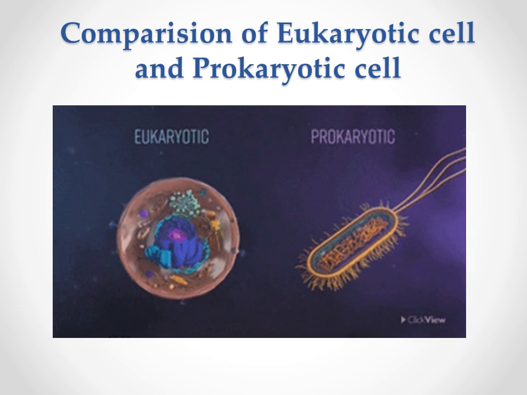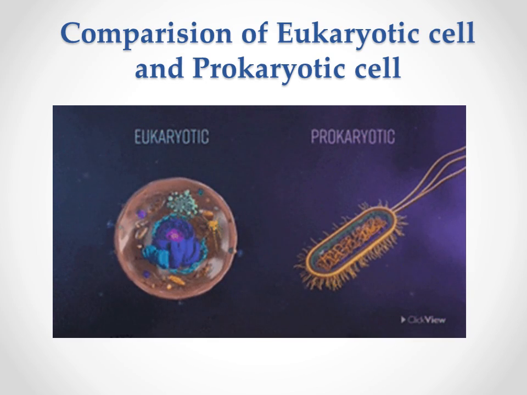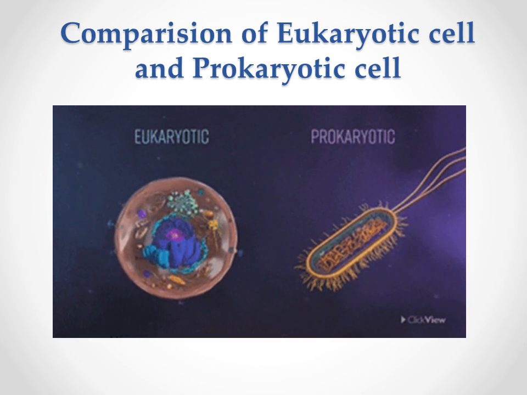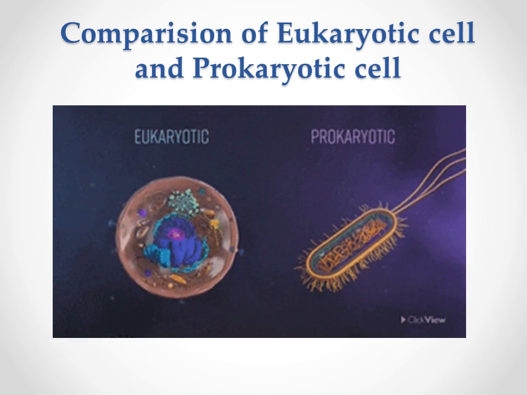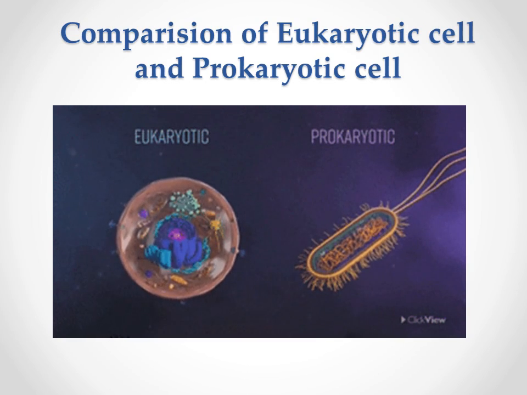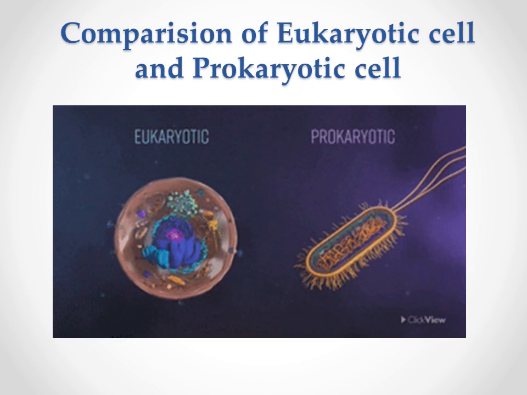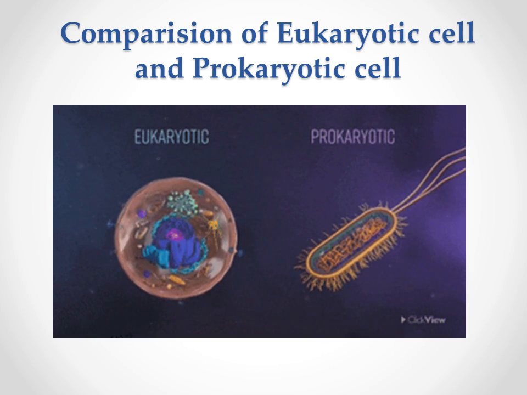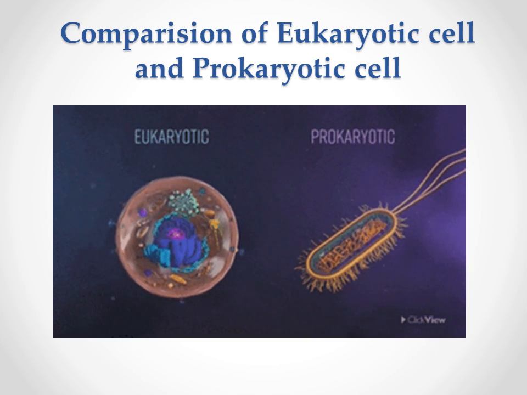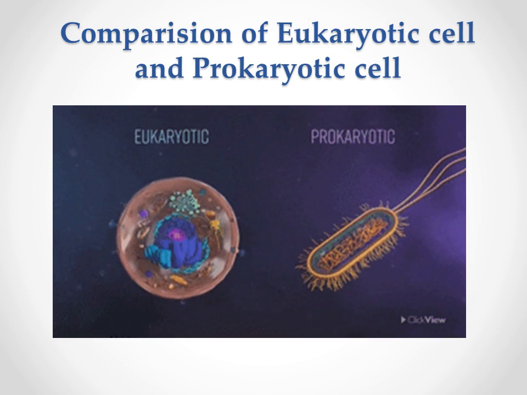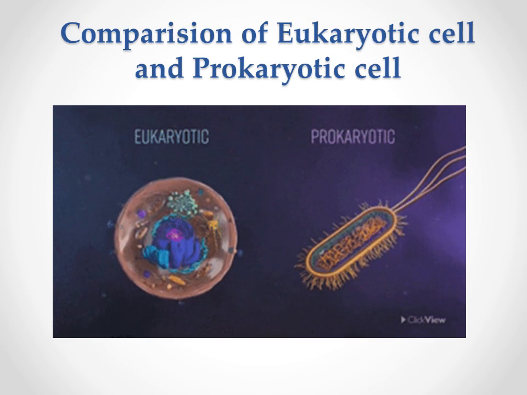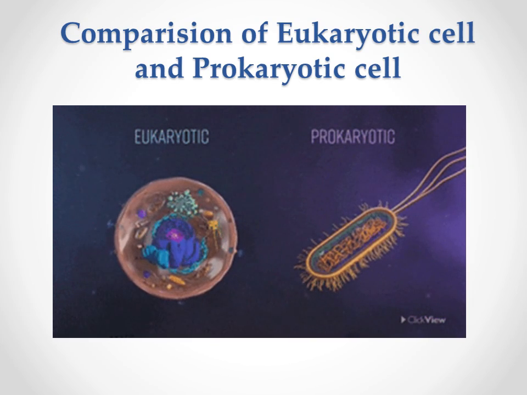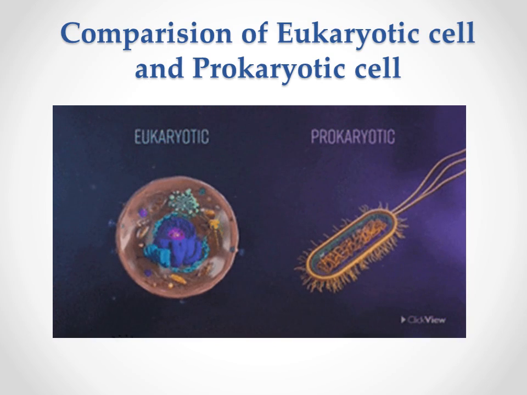Eukaryotic cells are of the size 5 to 100 micrometer. They have more than one chromosomes in them. Their nucleus has a nuclear membrane, nucleolus and nucleoplasm. Mitochondria and plastids are present in them. And these eukaryotic cells are present in highly evolved unicellular and multicellular plants and animals.